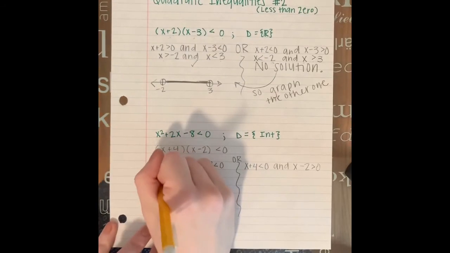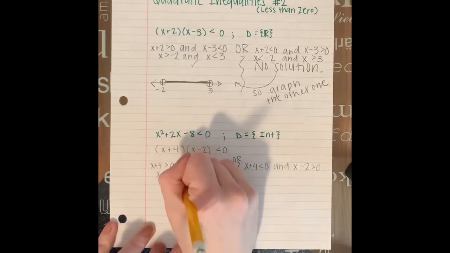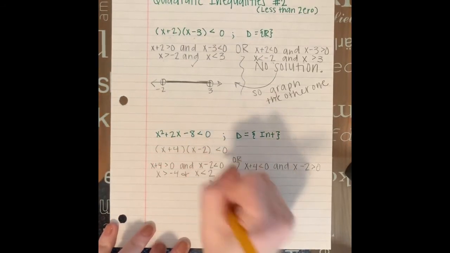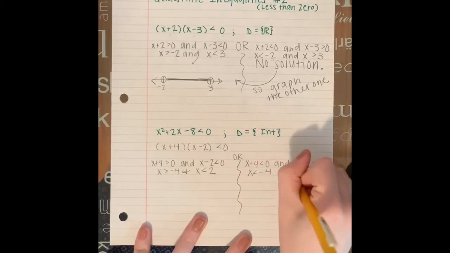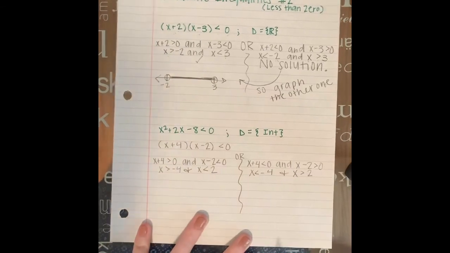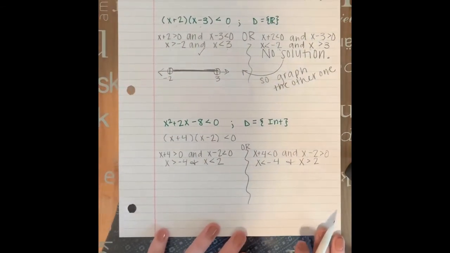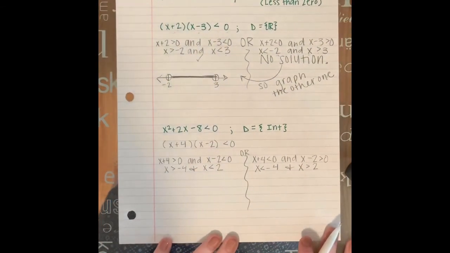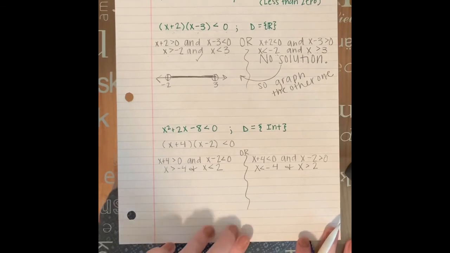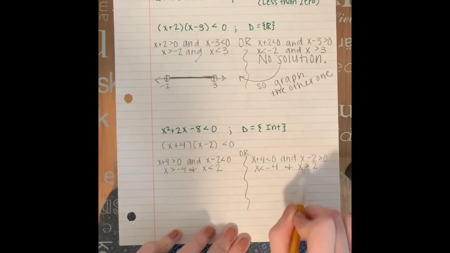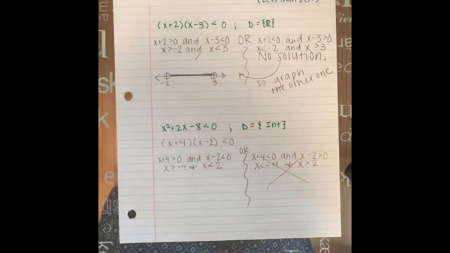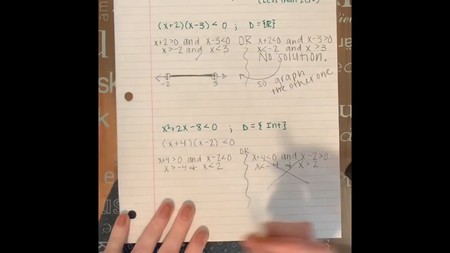Let's solve. X is greater than negative 4, and x is less than 2. Or x is less than negative 4 and x is greater than 2. Look at those 2 and see which one you think is impossible. You should have said this one. You cannot have a number that's less than negative 4 and greater than 2. So that one's impossible, no solution. So we go over here and we graph this one.